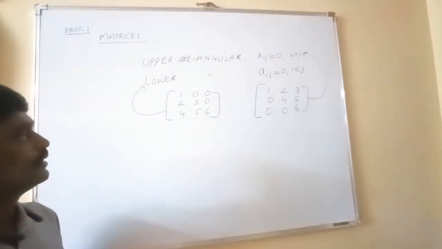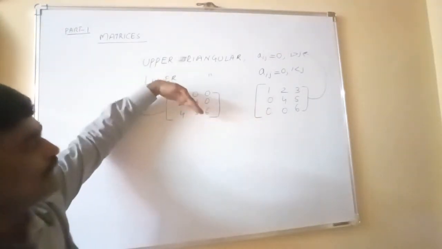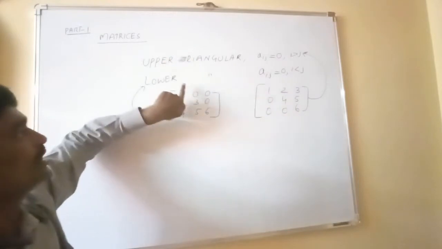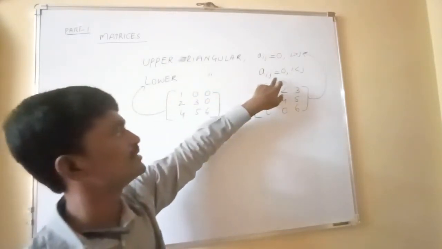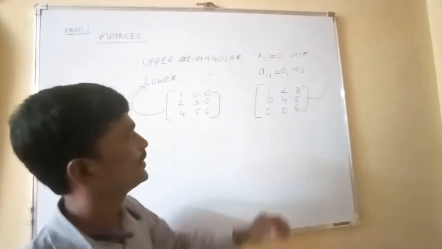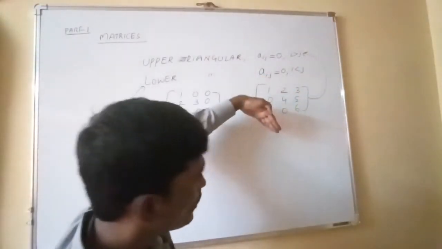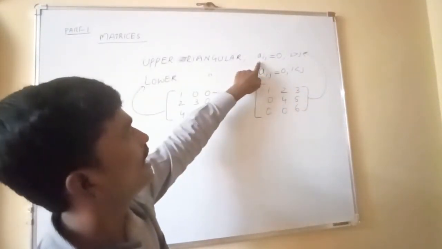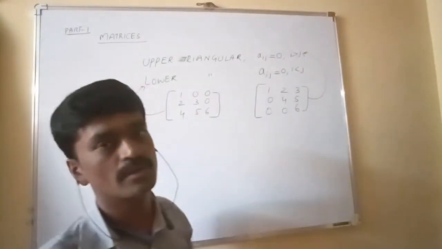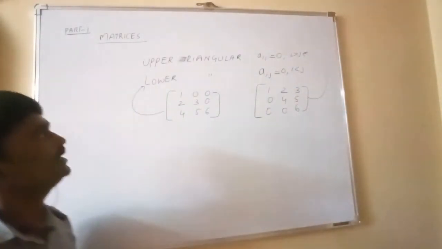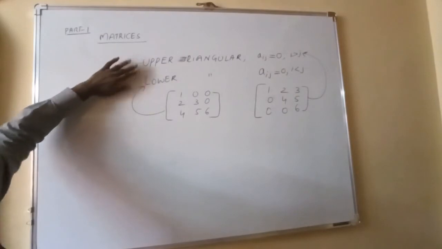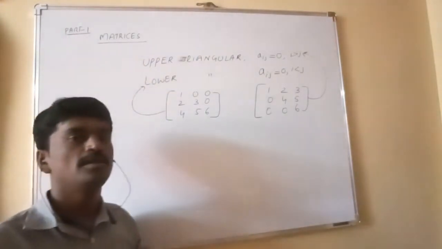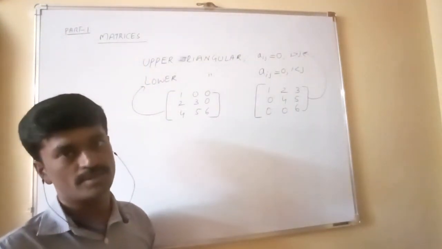See here, if the elements above the diagonal are equal to 0, that is, Aij is equal to 0 for i less than j, then it is lower triangular. If the elements below the diagonal are equal to 0, a square matrix in which Aij is equal to 0 for i greater than j, then it is upper triangular. If it is either upper triangular or lower triangular, then it is called a triangular matrix.